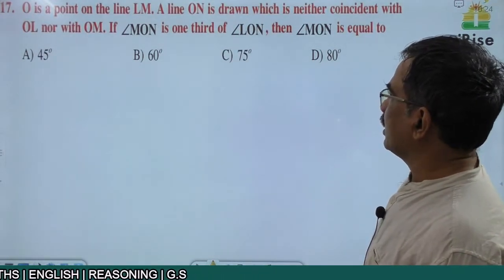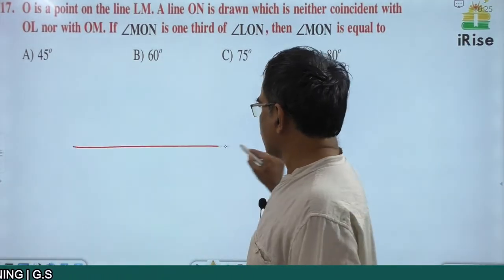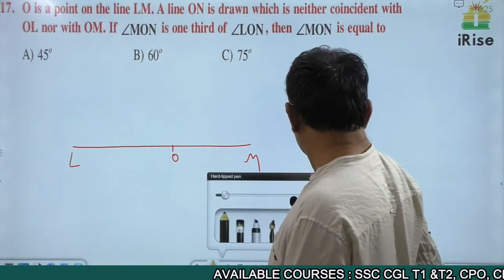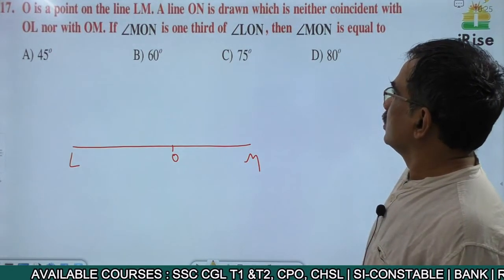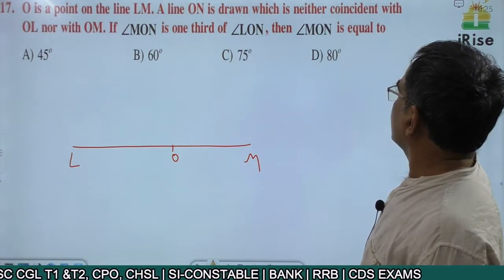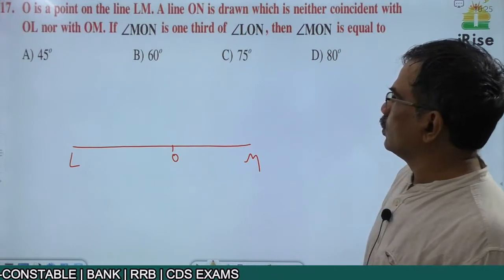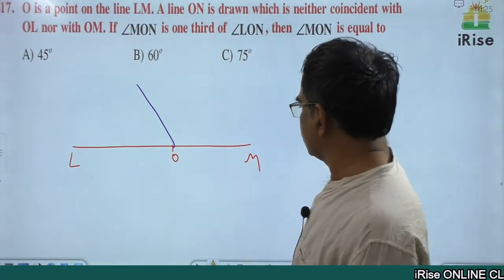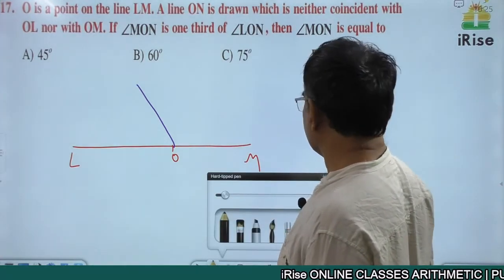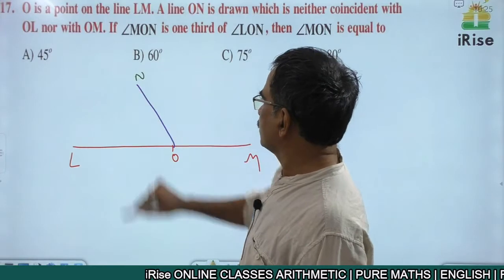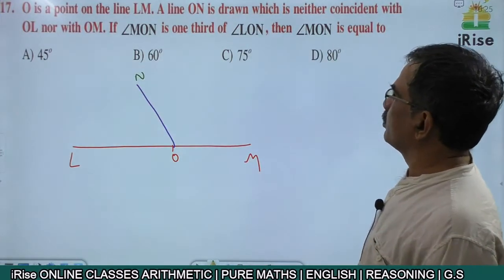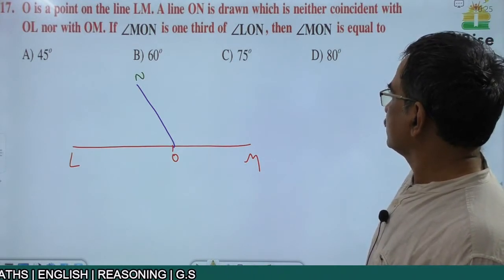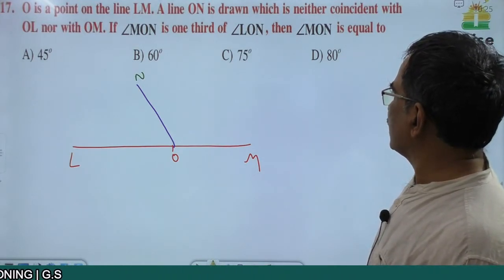O is a point on a line LM. This is a line where O is a point on the line LM. ON is drawn, which is neither coincident with OL nor OM. This is ON. If angle MON is 1/3 of LON, MON is 1/3 of LON.